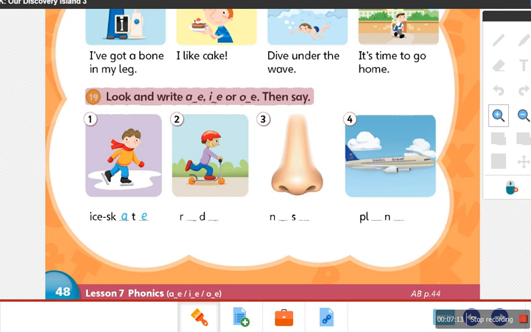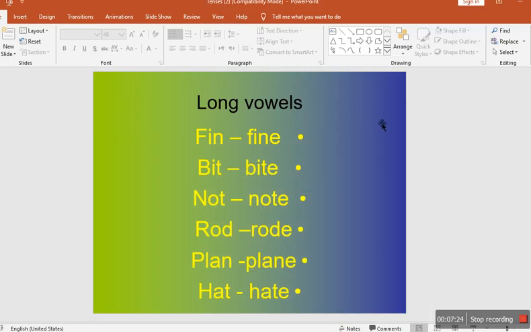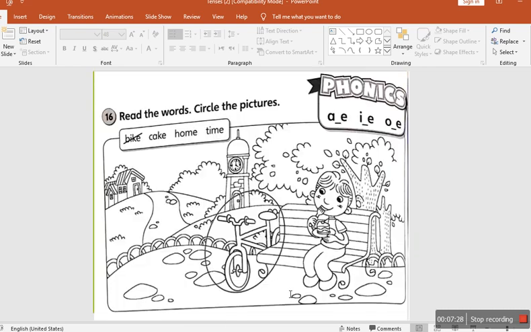Thank you very much for listening and paying attention to this lesson on your pupils book. Let's go now and move on to our activity book. You will find this on page 44.